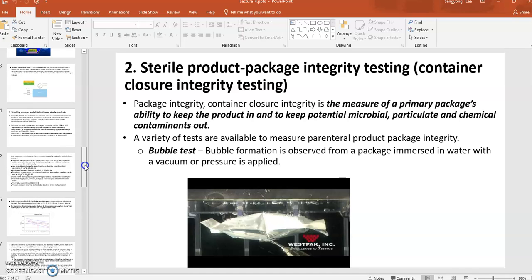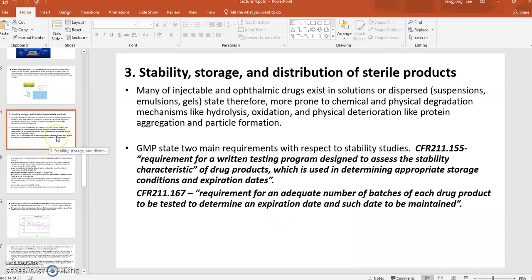All right, 7. Then we'll talk about the stability, storage, and distribution of sterile product. Of course, product stability is really important. During the shelf life period, your product should be stable, and it should preserve the efficacy of your drug, right? Many injectable and ophthalmic drugs exist in solution or dispersed system.